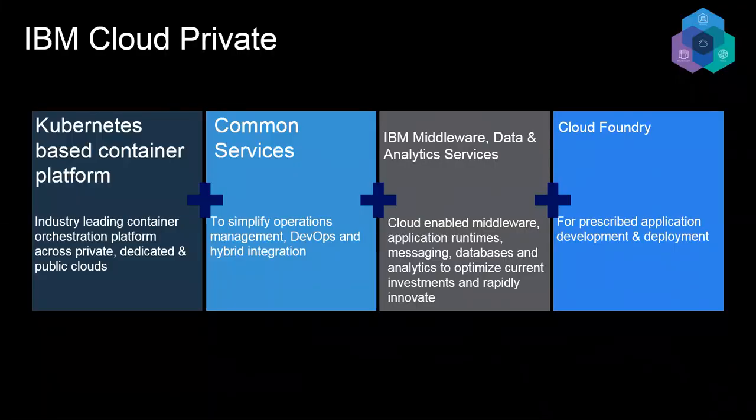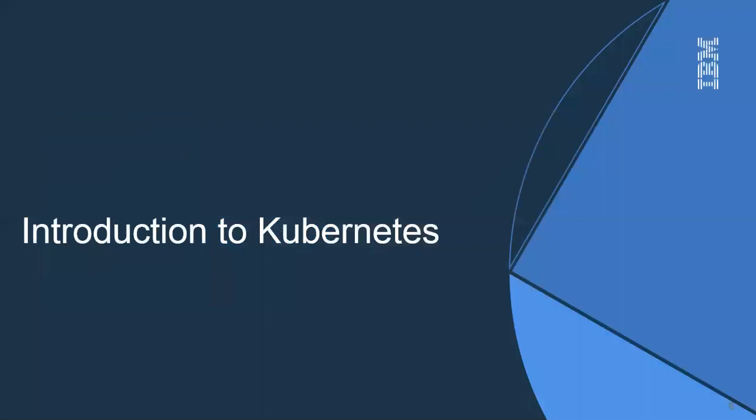IBM has now integrated the industry's leading open source container orchestrator, Kubernetes, into our latest version of IBM Cloud Private. Along with the existing container services on our public cloud service, this now provides a consistent way to manage and deploy your containers across your cloud environments, whether you're on your own premise or in one of IBM's cloud delivery centers. Let's take a peek at some of the key capabilities of Kubernetes.